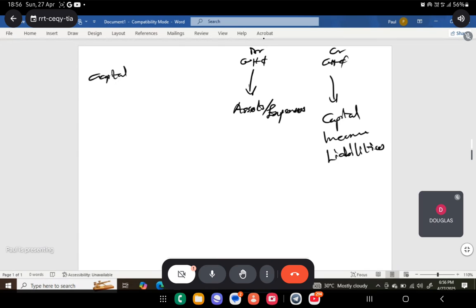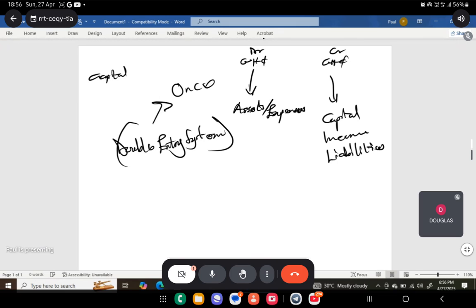Another thing you should know about the trial balance is that everything in the trial balance has passed through the double entry system. For that reason, it will be treated once. Every item in the trial balance will be treated once because it has already passed through the double entry system.